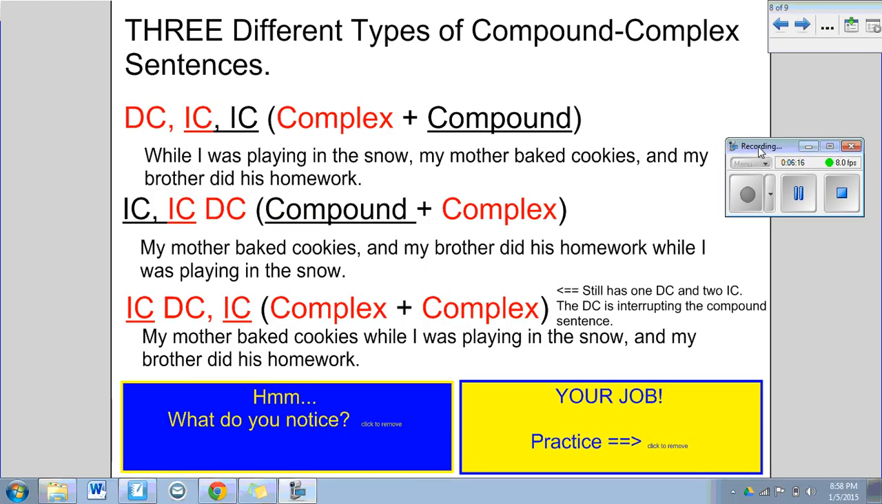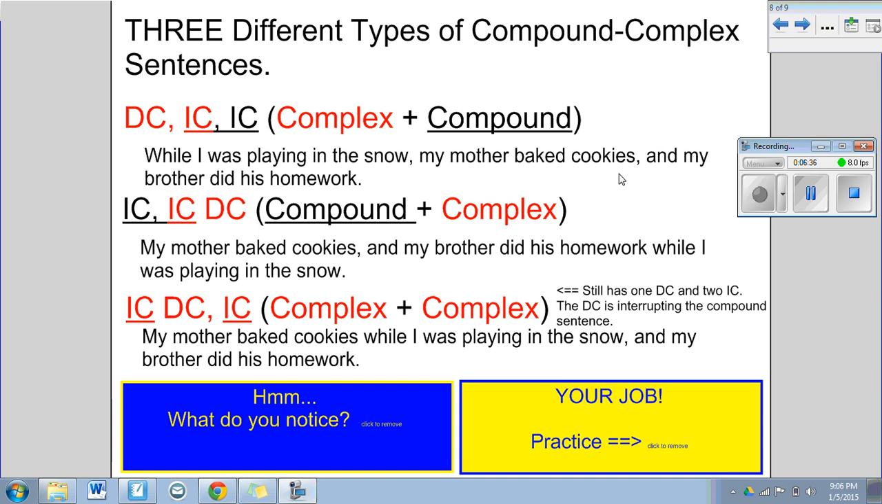What I need you to go ahead and do right now is write down these examples. Here are the different structures for your compound complex sentences, and then I'd like you to write the example too. When you are done doing this, please go ahead and start the video again.